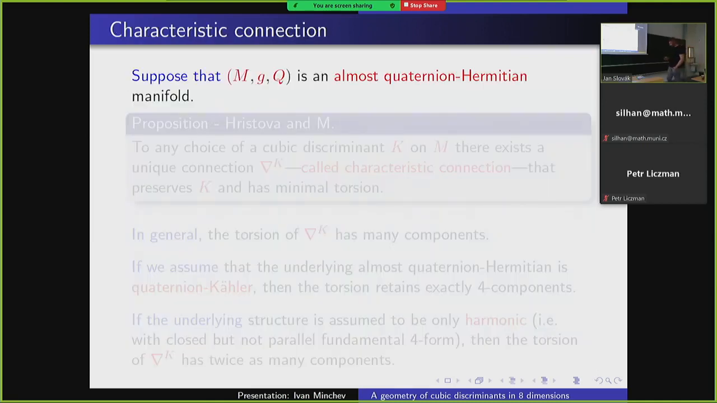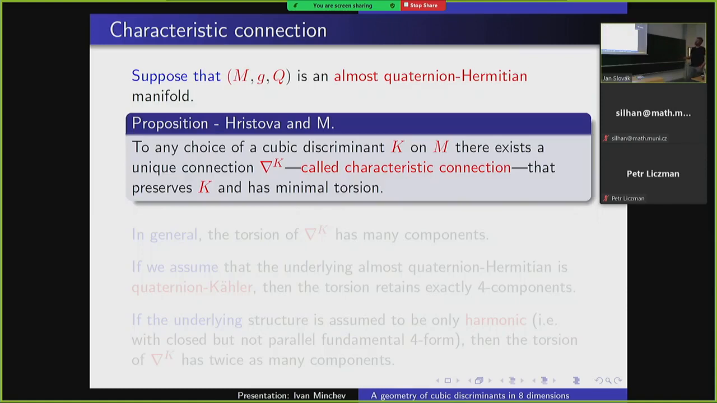So this is one of the results that I wanted to present. And another thing: again, suppose that we are given any almost quaternion-Hermitian manifold. Now we don't speak about quaternion-Kähler necessarily, but any. Then it's a standard procedure, nothing special, but of course it works here as well, of producing a unique connection that preserves the cubic discriminant of the structure. So there is such a unique characteristic, or intrinsic, connection. We have constructed it, and it has torsion. In general, this torsion has many components, because the assumptions are very weak.